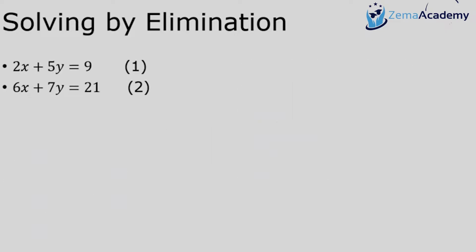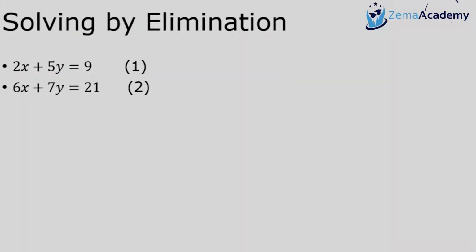Here are 2 more simultaneous equations. Again, we've got x's and y's on the left, and we've got numbers on the right. Equation 1 is 2x plus 5y equals 9, and equation 2 is 6x plus 7y equals 21. Now this time, we don't have the same number of x's or y's, because we can't do any kind of additional subtraction on that. Not yet, at any rate.